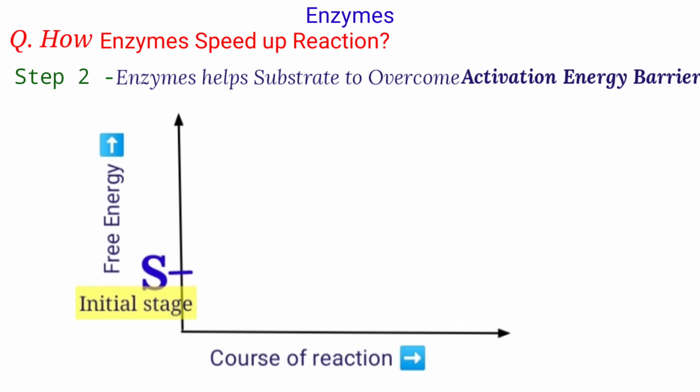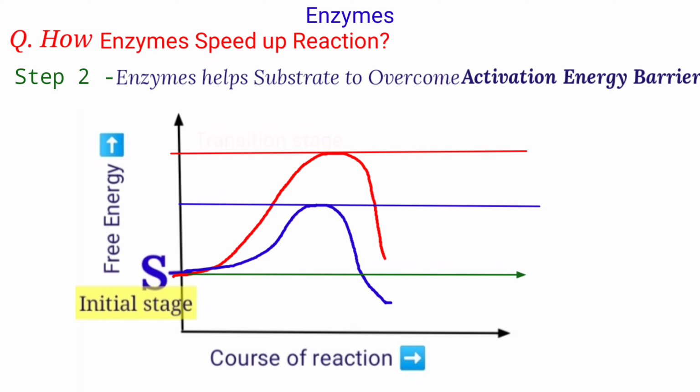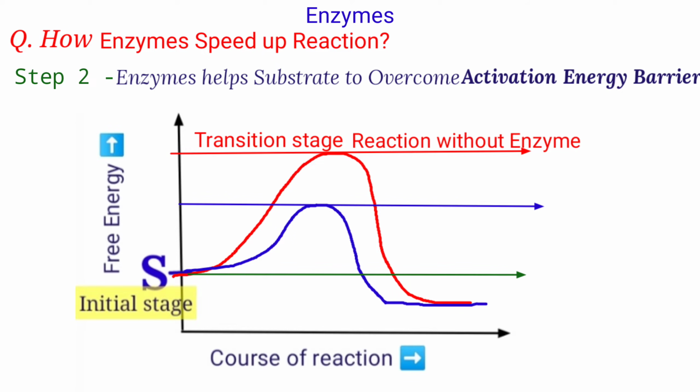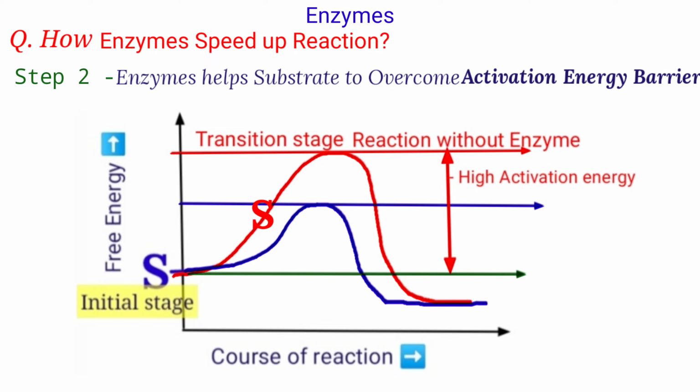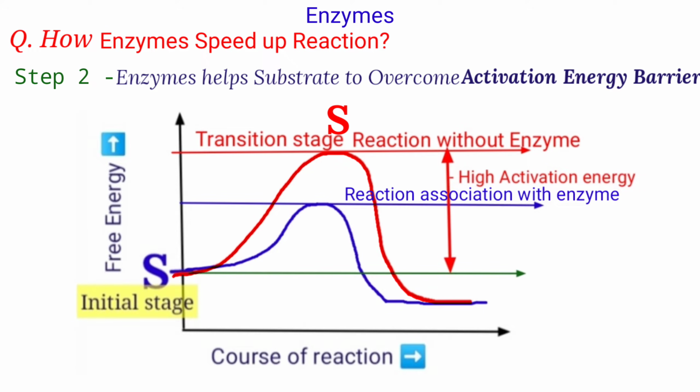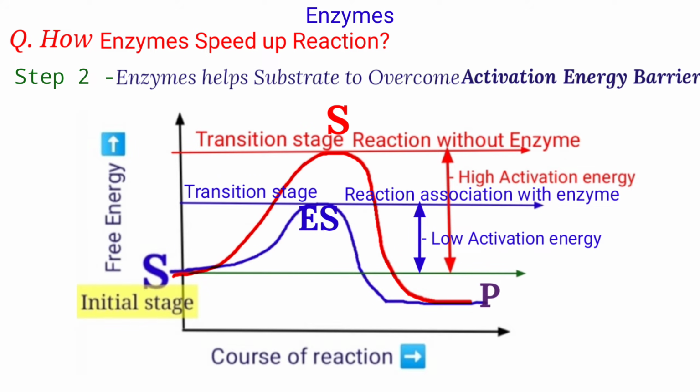The following graph shows the differences in reaction with and without enzyme. In the red line, we can see that it takes high activation energy for the substrate to reach from the initial stage up to its transition stage, which is a very difficult task. But in the blue line, you can clearly see that the enzyme assists the substrate to reach the transition stage with a minimum requirement of activation energy.